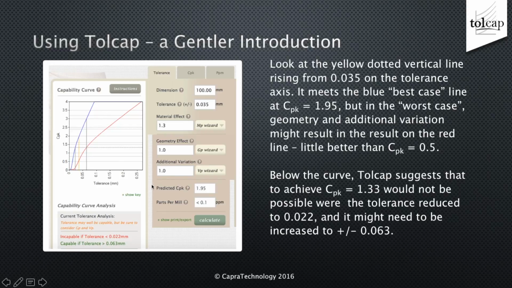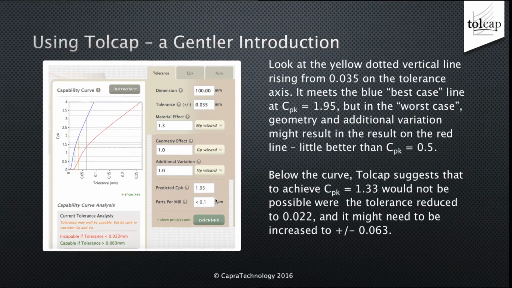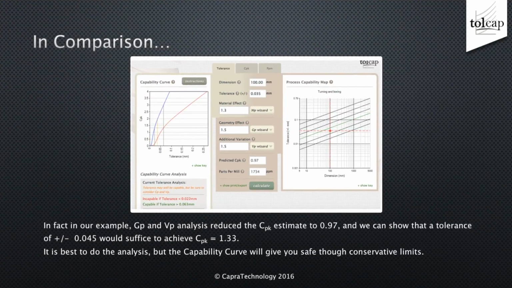In fact, in our example, GP and VP analysis reduced the CPK estimate to 0.97, and we can show that a tolerance of plus or minus 0.045 would suffice to achieve CPK equals 1.33. It's best to do the analysis, but the capability curve will give you safe, though conservative, limits.